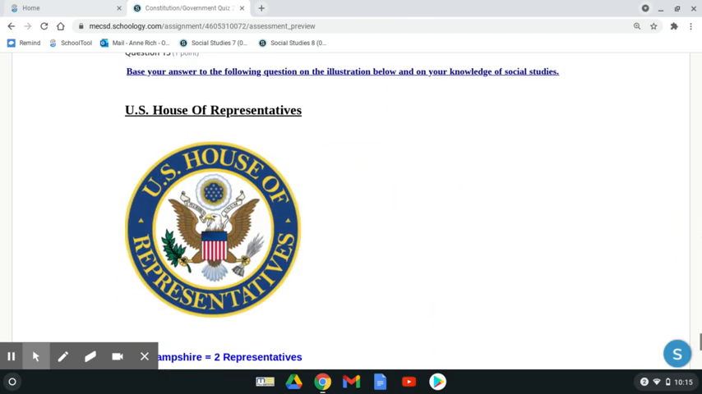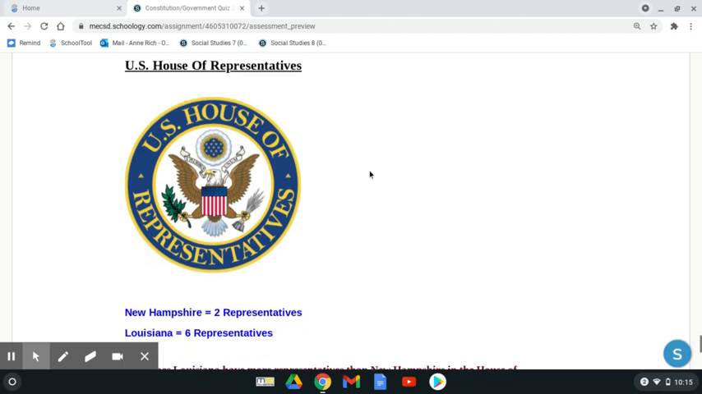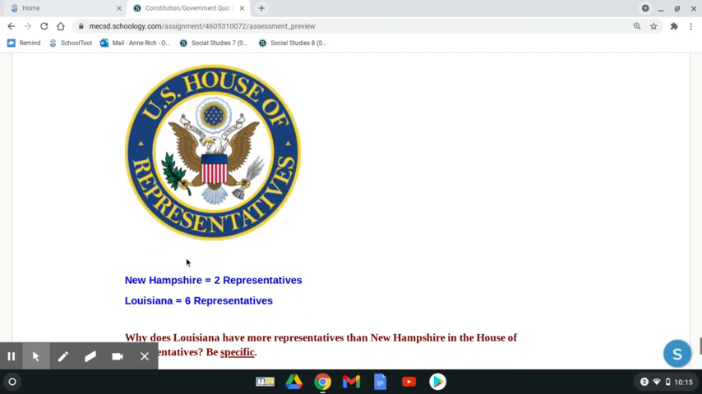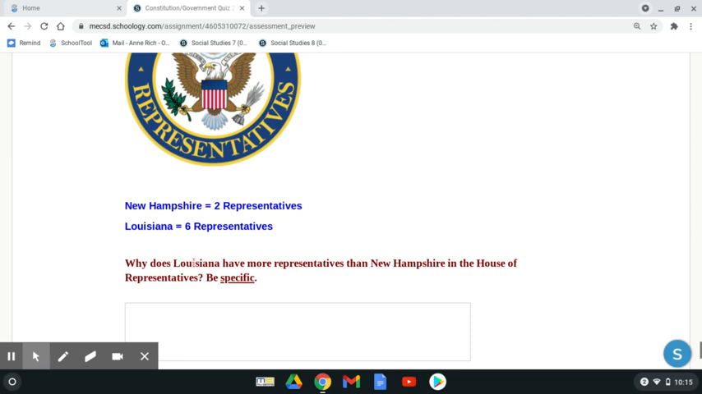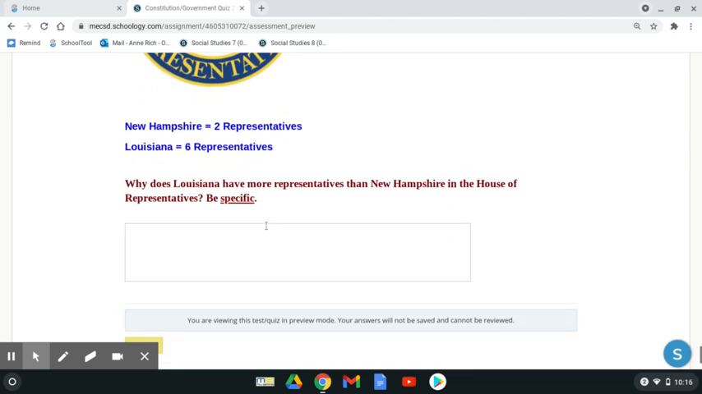And lastly, question number 13. This says U.S. House of Representatives. New Hampshire has 2 representatives. Louisiana has 6 representatives. Why does Louisiana have more representatives than New Hampshire in the House of Representatives? Please provide a specific reason why. Don't be confused by vocabulary. Please indicate exactly what you mean when you answer this question.